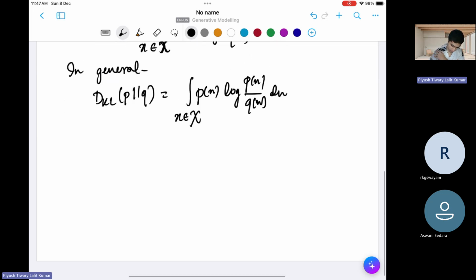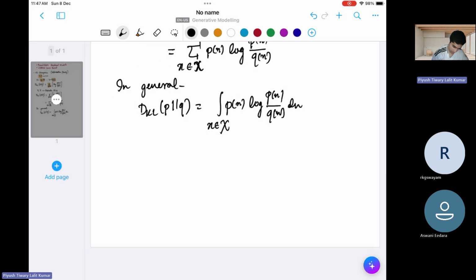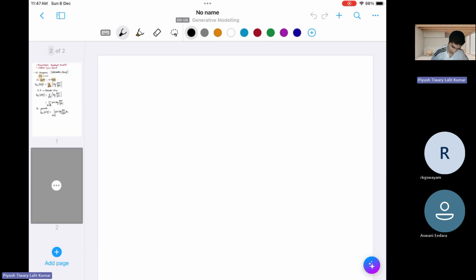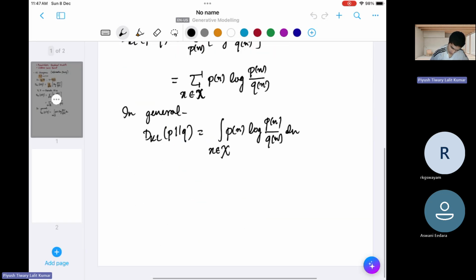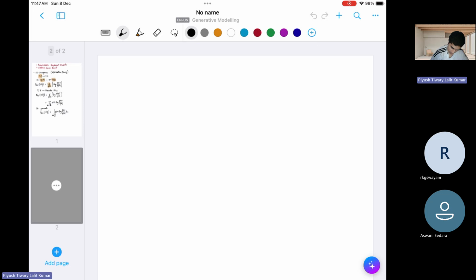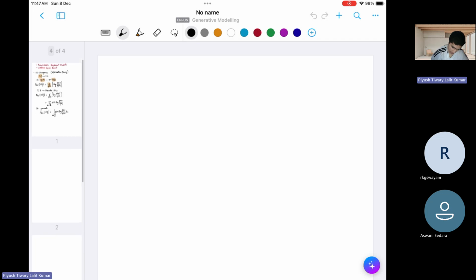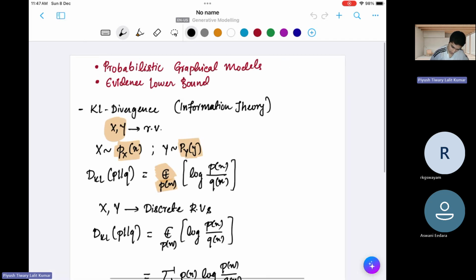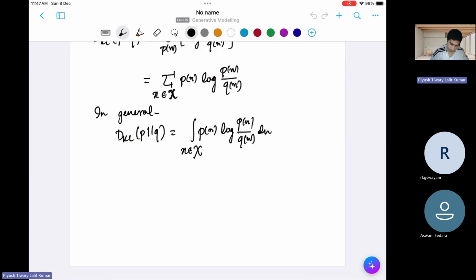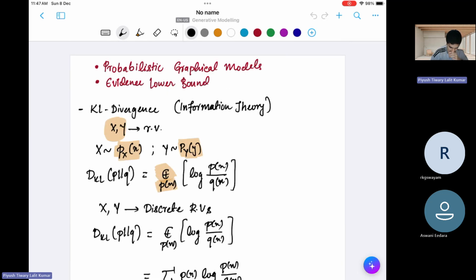Maybe I need to add one page. Okay. Let me just add some pages before. Cool. Right, so here it is.